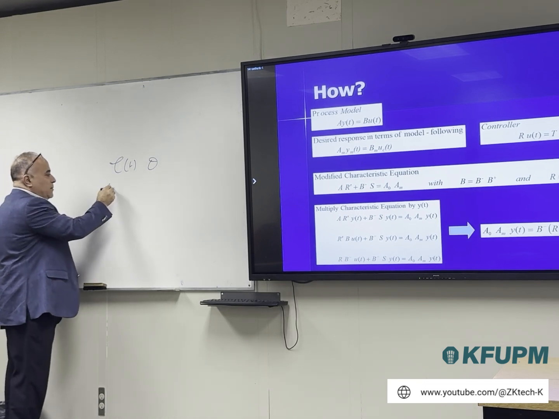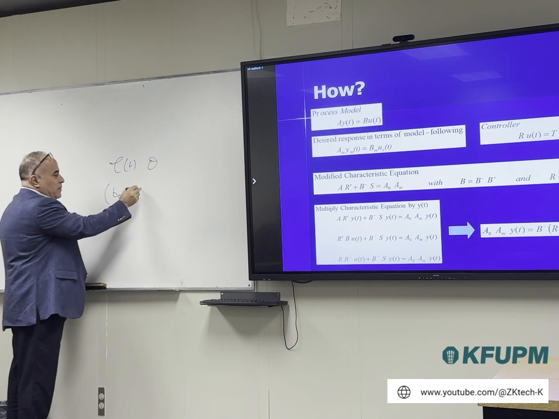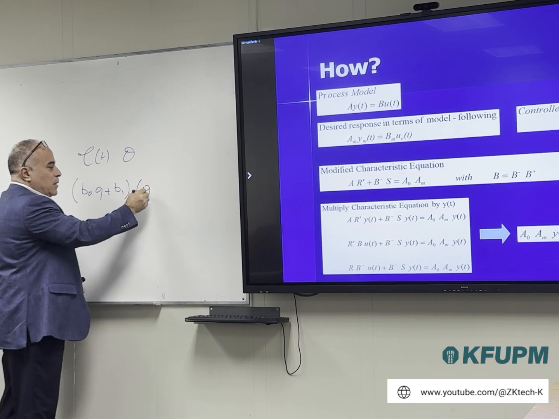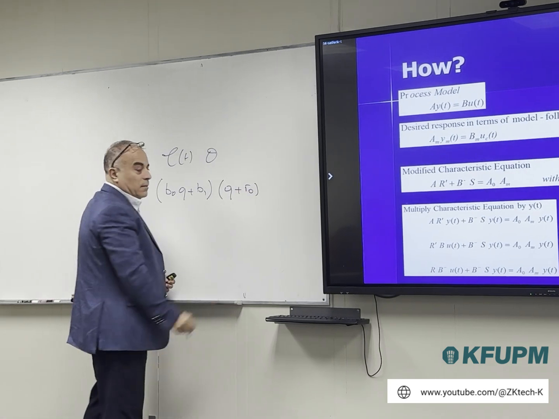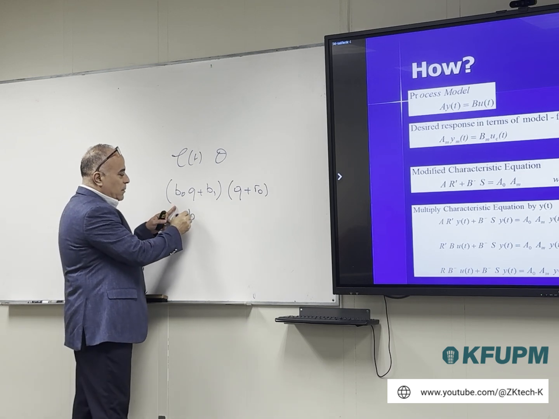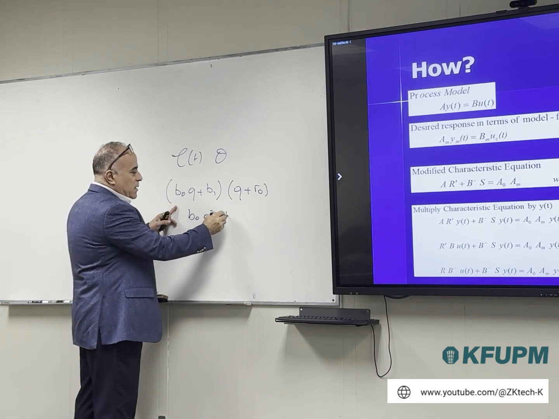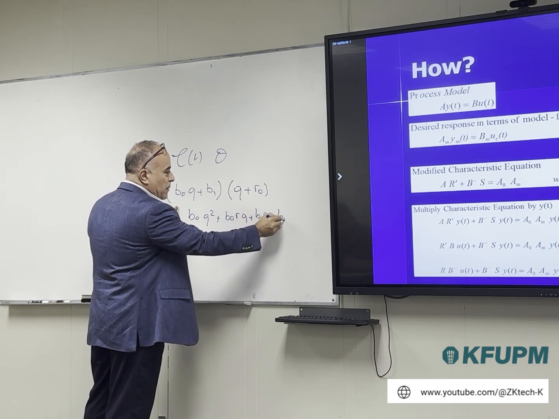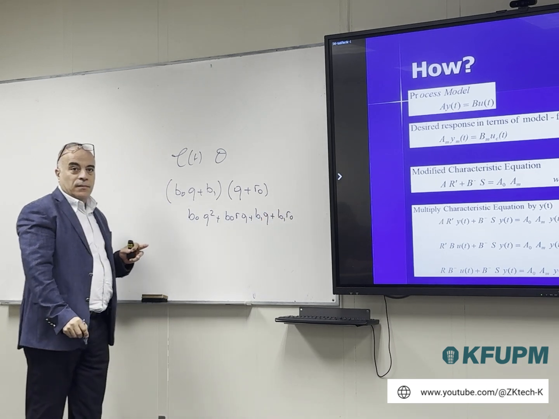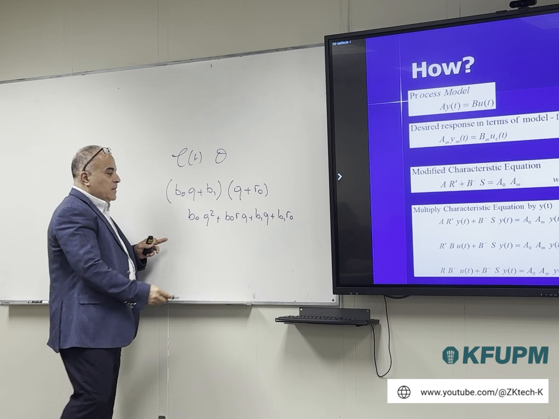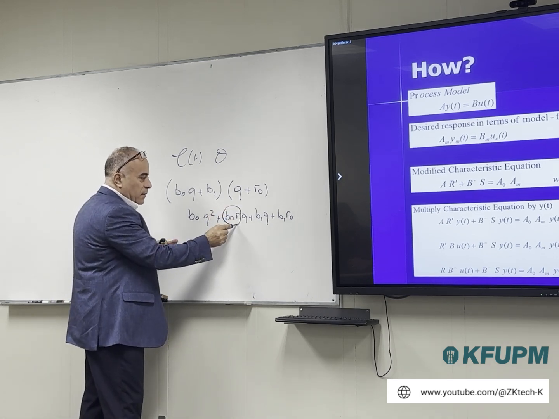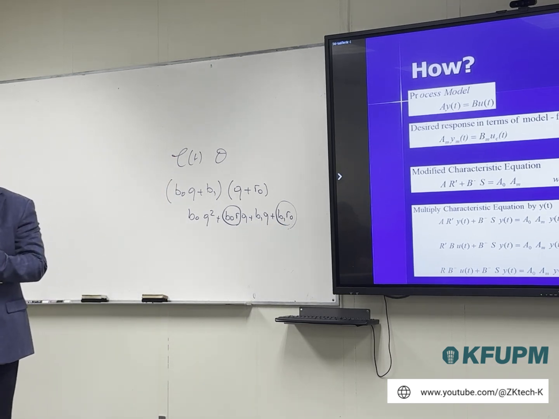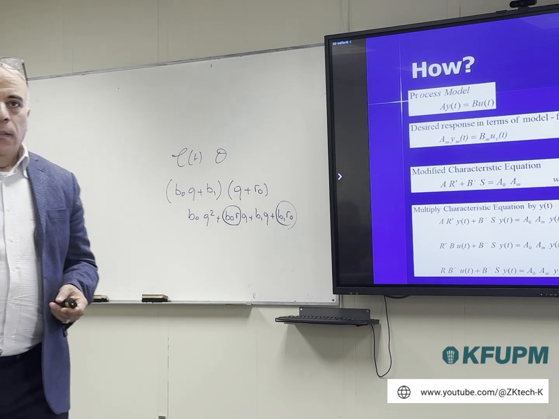If I take B as B0 multiplied by Q plus B1, and I multiply it by R, and I assume that R is a first order system, so Q plus R0, like this, then what we are going to have is B0 Q squared plus B0 R0 Q plus B1 Q plus B1 multiplied by R0. Everybody is okay with this? So your parameters are no longer linear. There is multiplication between the parameters. Yes? Can we not call all of that a new parameter?